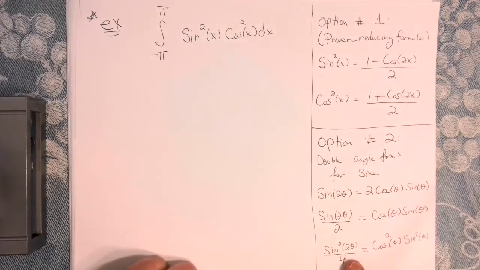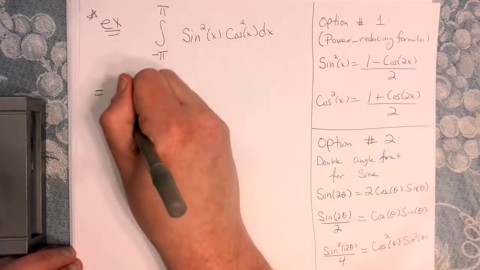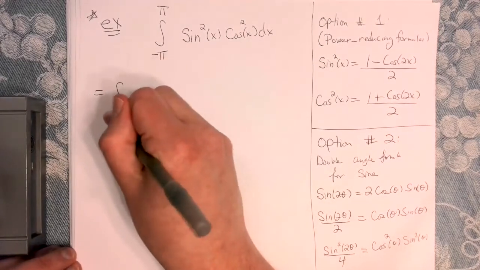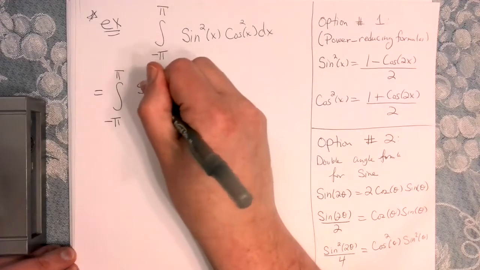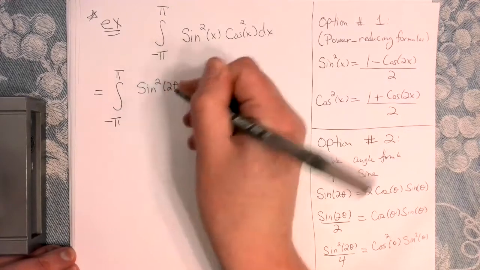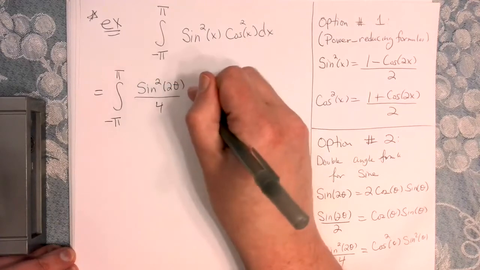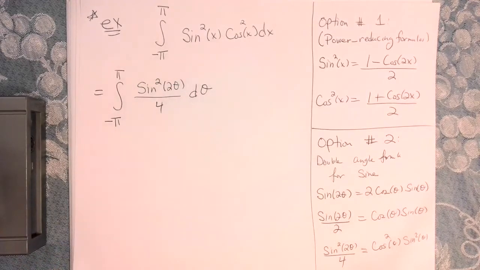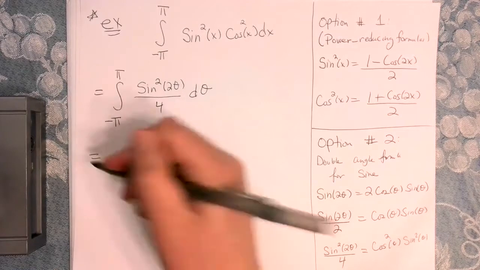So let's use this. So I'm going to use the double angle formula. So here we have the integral from minus pi to pi of sine of 2 theta over 4 d theta. Okay, so I could use properties of even functions here if I wanted to.